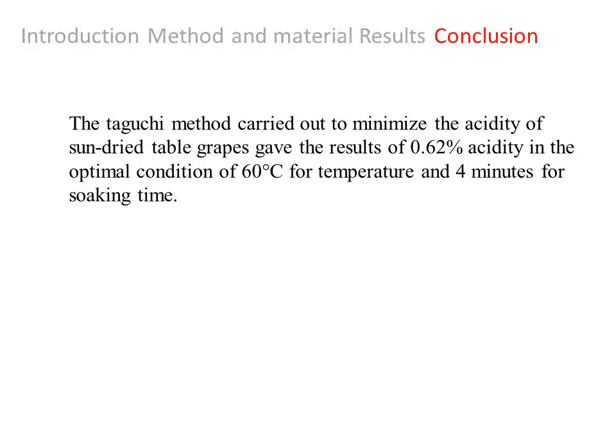As a conclusion, the Taguchi method carried out to minimize the acidity of sand-dried table grapes gave the result of 0.62% acidity in the optimal condition of 60 degrees Celsius for temperature and 4 minutes for soaking time.